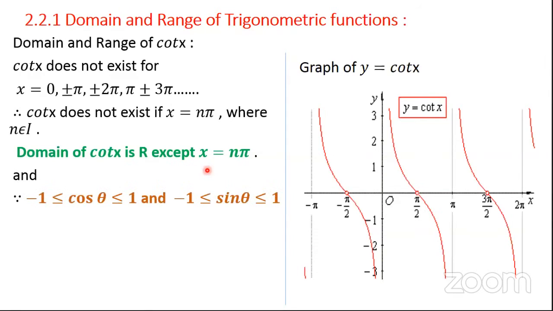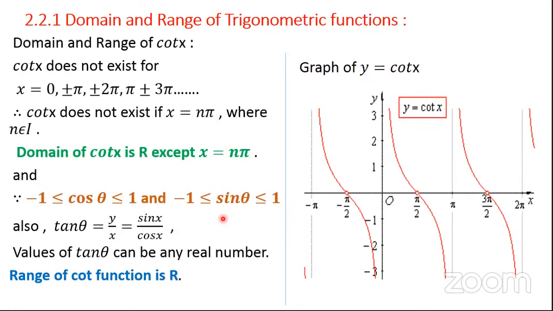And now for the range, again we are considering the range of cos theta and sin theta. Both cos theta and sin theta lie between -1 and +1, and tan theta is y upon x.